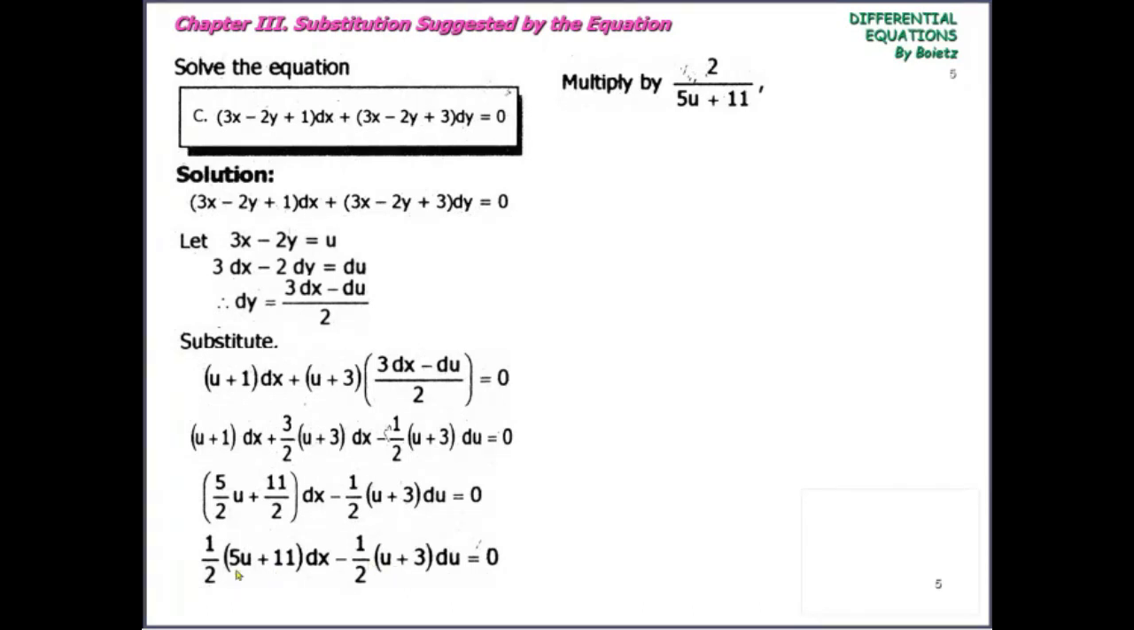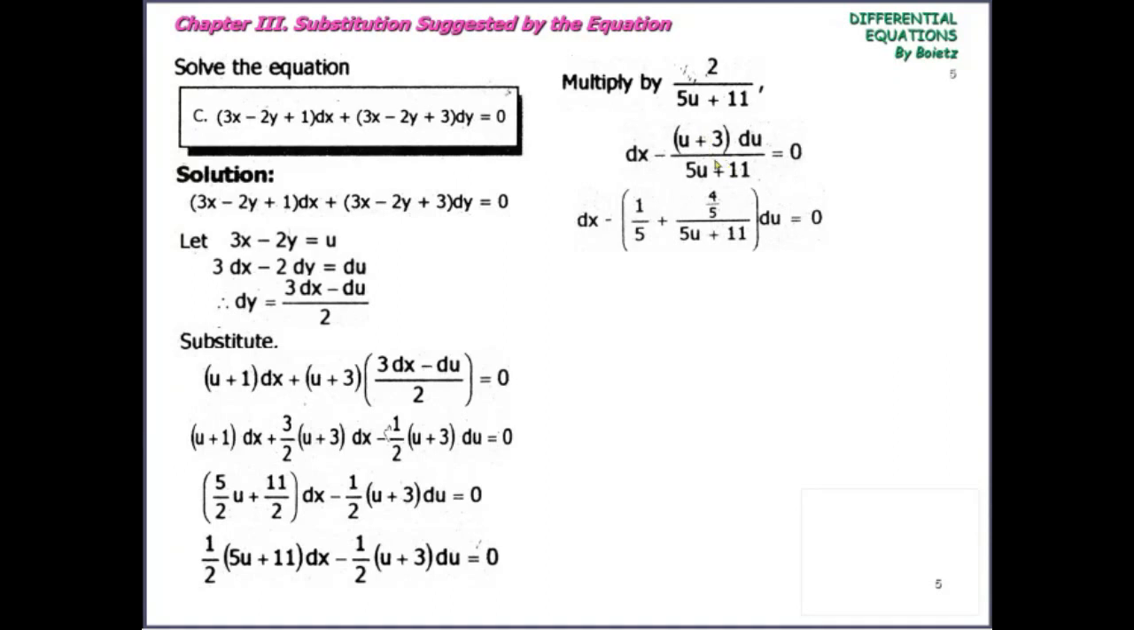And napansin nyo dito, this is now variable separable. Okay? So by substitution, this resolves to a variable separable differential equation. Okay. And this is the solution. Medyo mahaba lang ng konti. So ayan, magiging dx na lang siya, then u plus 3 over 5u plus 11 du.